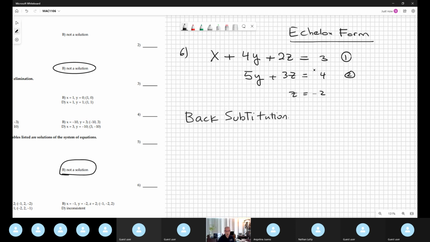And what does back substitution mean? I know that c is negative 2 already. Okay, actually, it's equation 3. It's given. You substitute in the second, and now when you have y, you substitute in the first one.